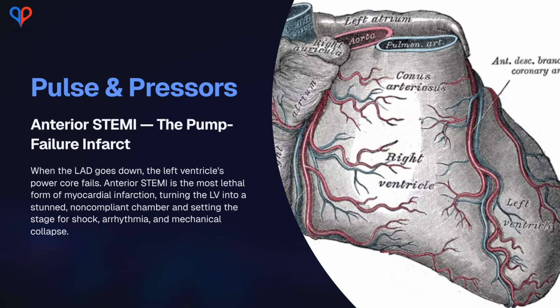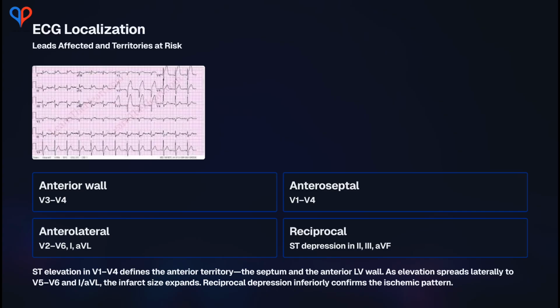mechanical complications. On the ECG, anterior STEMI is defined by ST segment elevation in the precordial leads that look at the front and septal aspects of the heart. ST elevation in V1 through V4 signals anteroseptal involvement, reflecting infarction of the interventricular septum and the anterior LV wall. When the ST elevation extends laterally into V5 and V6 and up into leads 1 and aVL, the infarct is more extensive, anterolateral or large proximal LAD territory.